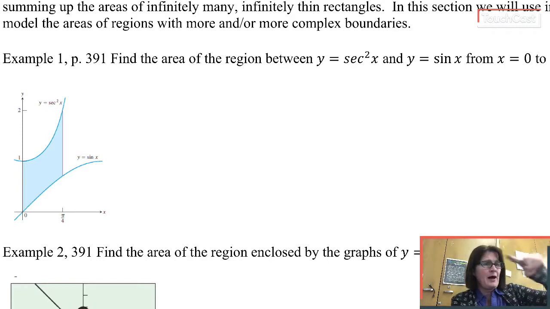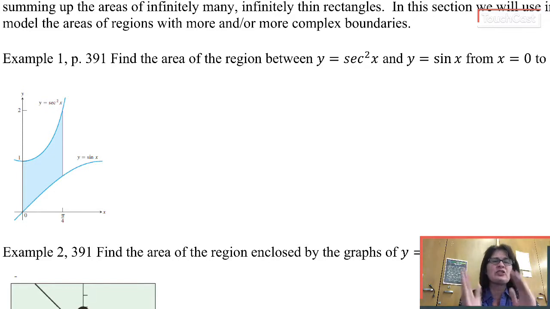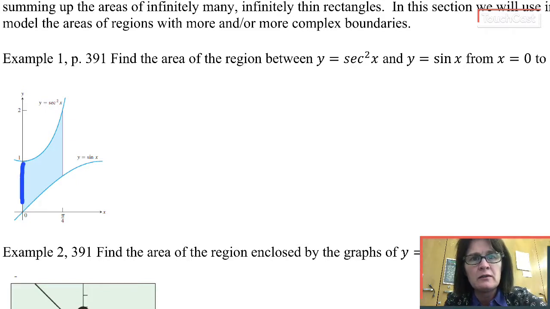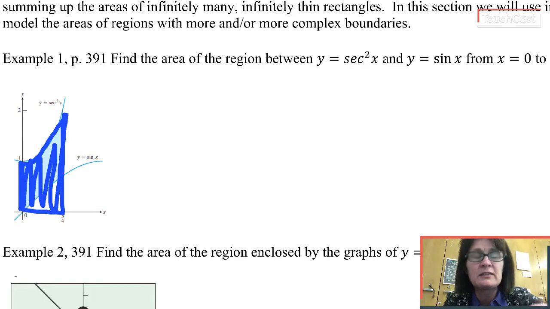The curve up top is y equals secant squared of x. The curve at the bottom is y equals sine of x. And I've shaded in the section of that graph that's in between x equals 0 and x equals pi over 4. So a couple ways to think about this. I might have asked you back in chapter 5 even to find this area. That's the area under the secant squared curve between 0 and pi over 4.